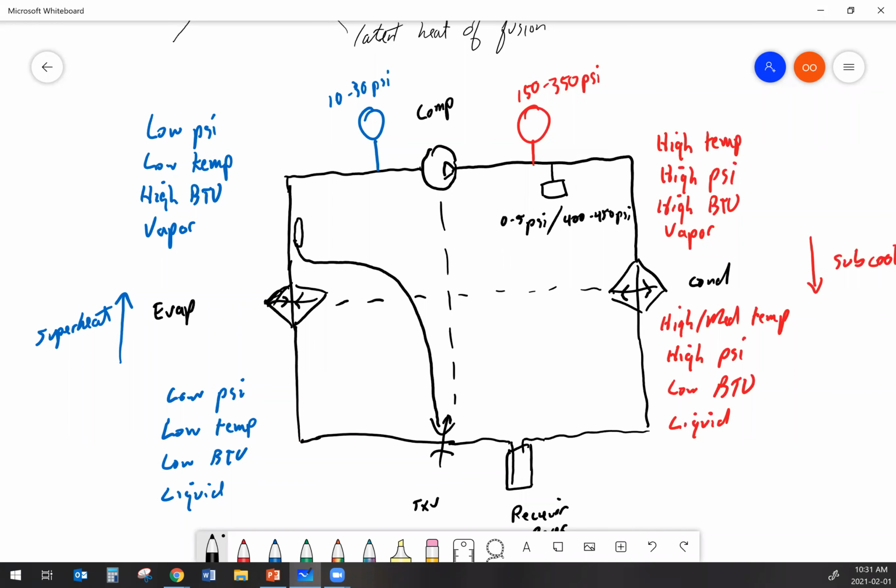So when we're operating a system like this, if everything is working normally, my high side pressure is going to vary depending on what the ambient temperature is and the heat load on the system. My low side, generally it's going to be sitting between about 10 and 30, depending on what's happening with the system, but somewhere in that neighborhood.